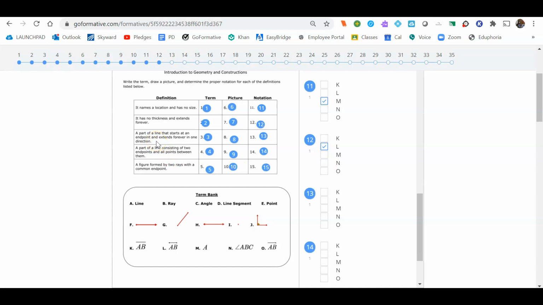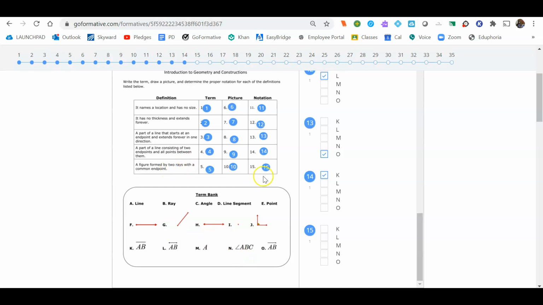Okay, 13. One direction, a ray, has 1 arrowhead, so in the notation it also has 1 arrowhead. Okay, part of a line that consists of two endpoints, so we said a segment. A segment has no arrowheads in its picture, and so in the notation, a segment has no arrowheads, right?